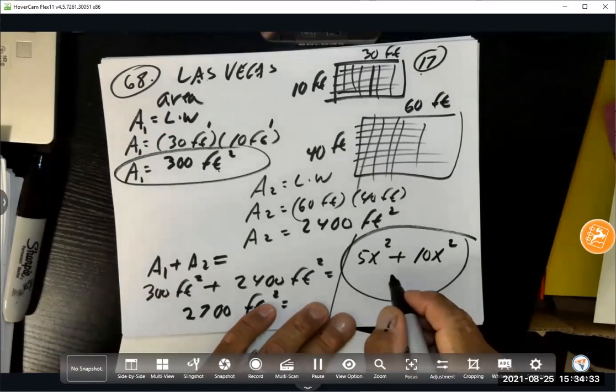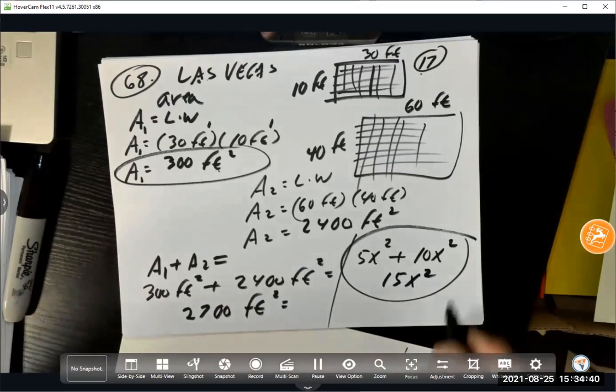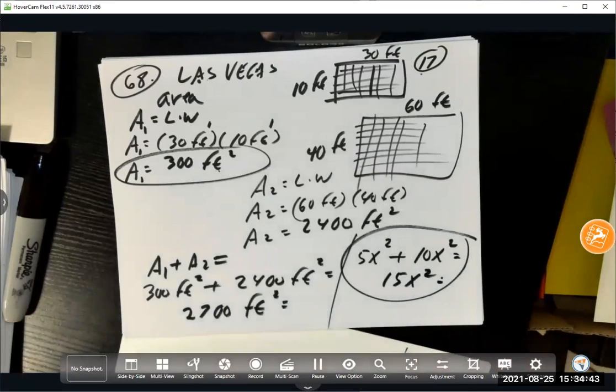What's 5x squared and 10x squared? 15x squared, like that, yeah. You don't change the powers. You just add them up. That's all. Don't do anything with it. Does that make sense? A little bit.